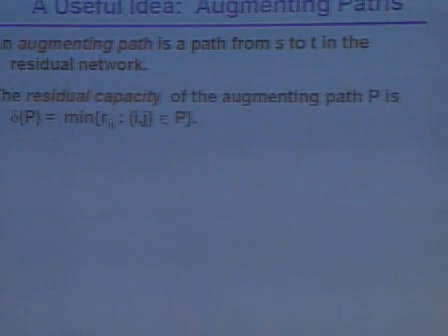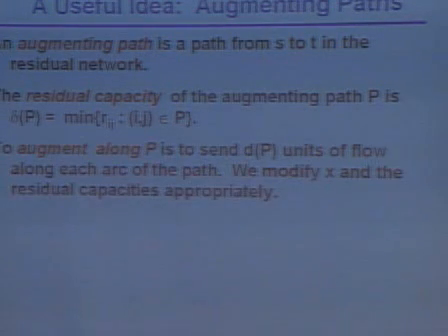Okay, so here are some definitions. An augmenting path is a path from S to T in the residual network. And the capacity of the augmenting path is the smallest capacity of the arcs in the residual network. All of these definitions will make intuitive sense once you see one step of the algorithm.